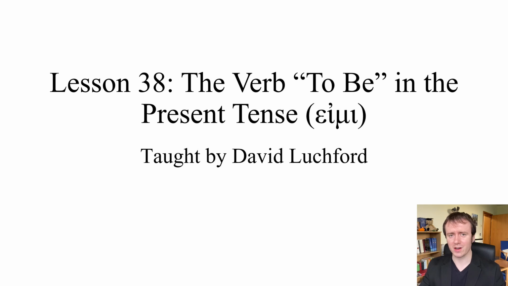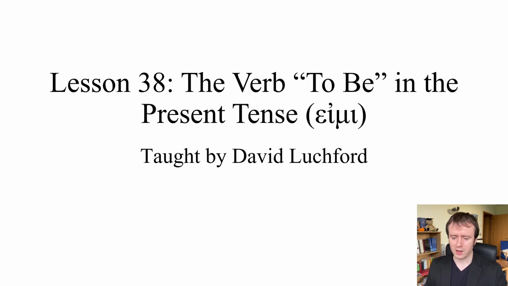In today's lesson we are going to be learning about the verb to be in the present tense. In particular, we're going to be learning about it in the present indicative. In English, the verb to be in the present indicative conjugates as follows. I am, you are, he, she, it is, we are, you plural are, and they are. So we're going to be learning about how those different forms would look in ancient Greek. And we're going to learn about how the verb to be is used in ancient Greek.